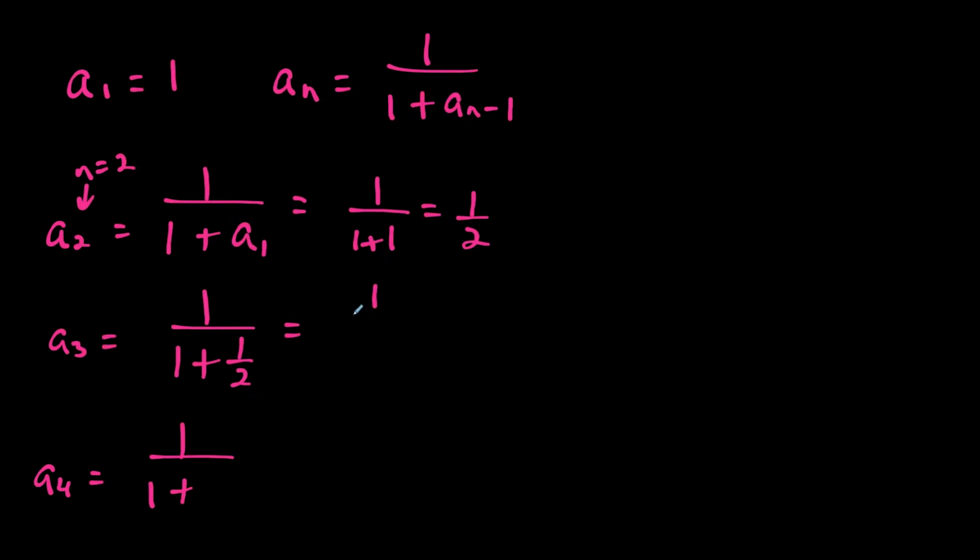So if we work this out here, this is going to be 1 over, this is 2 over 2 plus 1 over 2, which is 3 over 2. And then this works out to 2/3. And then that's going to go here. The 2/3 is going to go here next.